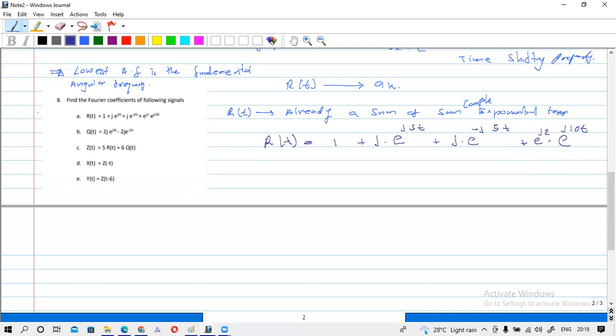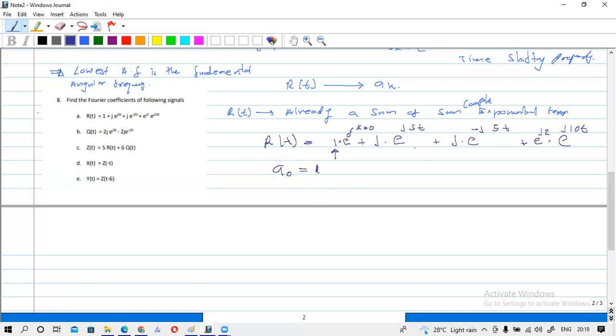We have already assumed that the Fourier coefficients of this x(t) are a_k. This will be the zeroth coefficient, since it is a constant. Here the exponent is 0, which means k is equal to 0, and e to the power 0 is 1. So this will be a_0, and a_0 is 1.